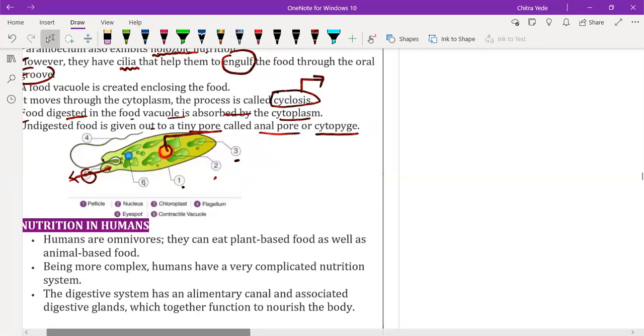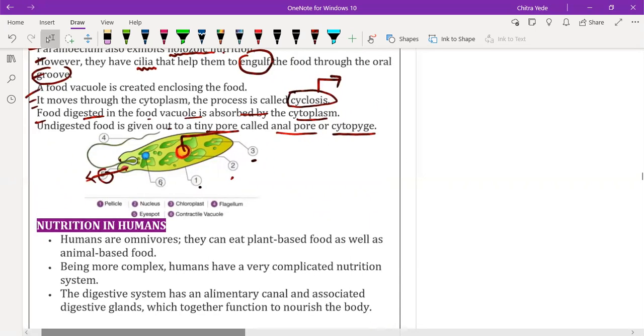So, nutrition in human beings. As we have seen, paramecium and amoeba are very simple organisms, so they perform all life processes in a single cell. But as the complexity of the organism increases, the complexity of the processes also increases. The flow chart of the nutrition process will be the same, but the system becomes more complex, and so the process becomes more complex.